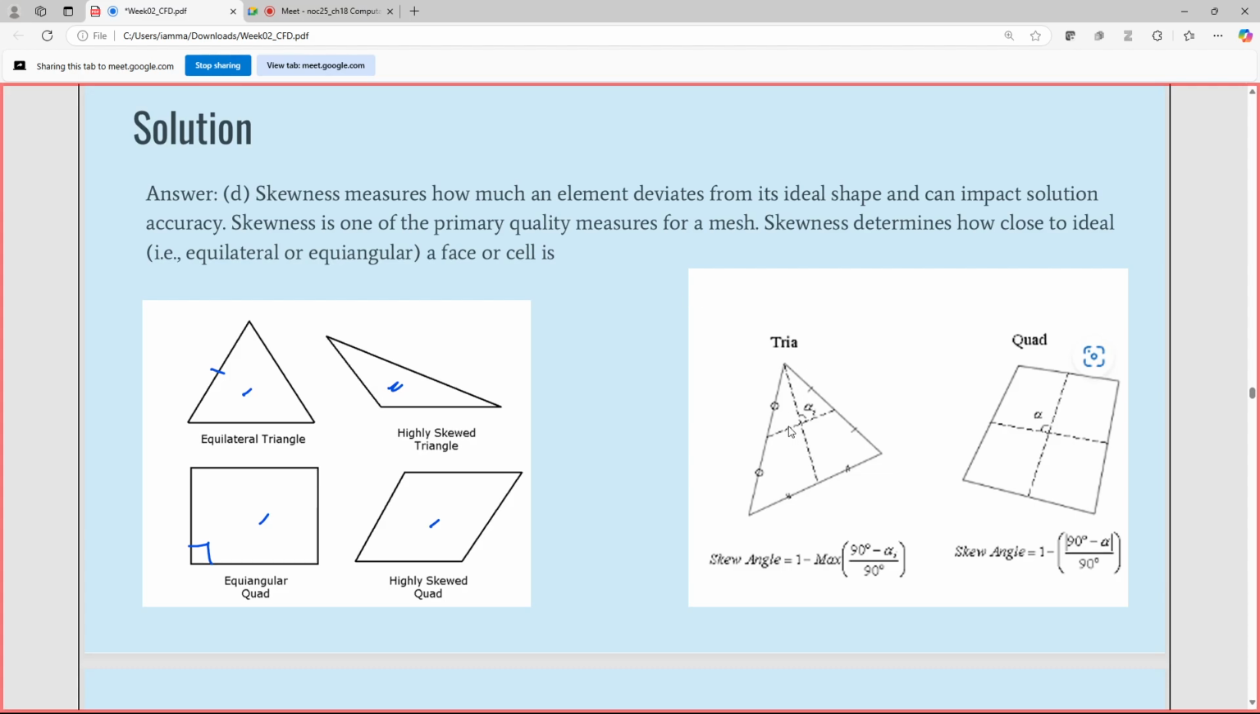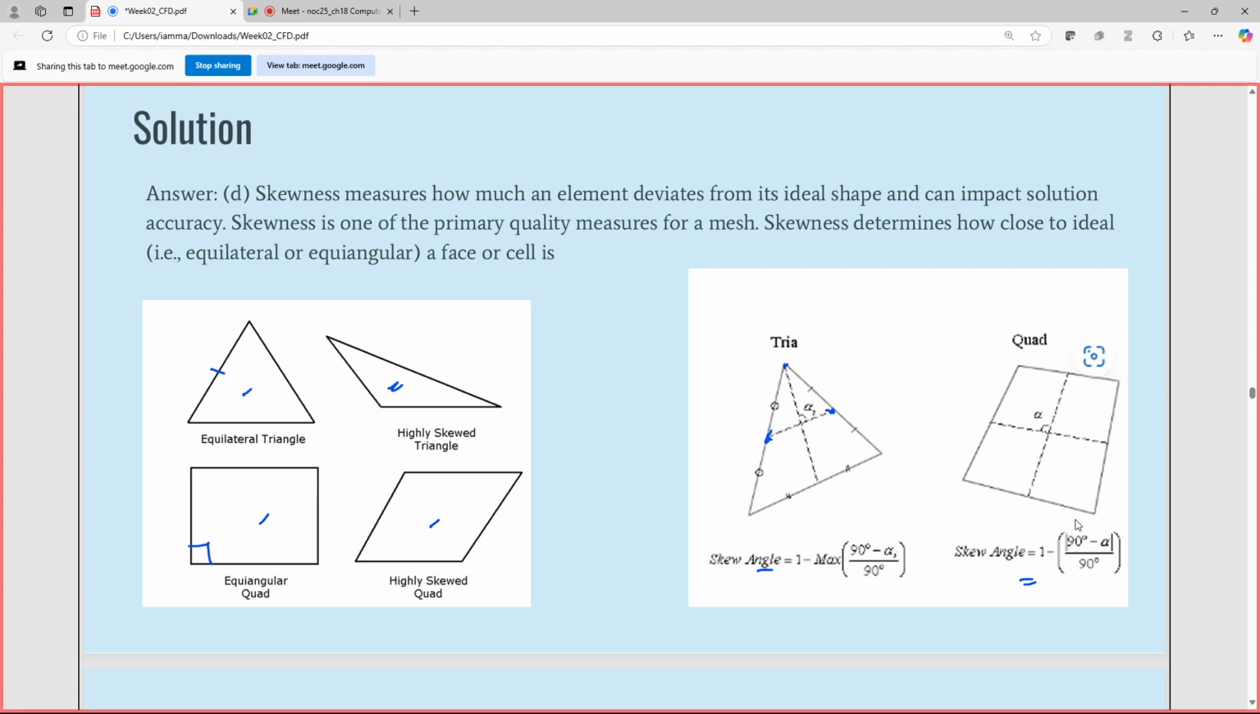So again, there are different metrics to find skewness. This is one type for a triangle. You can see these two diagonals: one from the vertex to the face center of the opposite side, and this one between two face centers. The angle between these two lines is taken as the skewness angle. That's 1 minus maximum of 90 degrees minus alpha 1, where alpha 1 is this included angle.